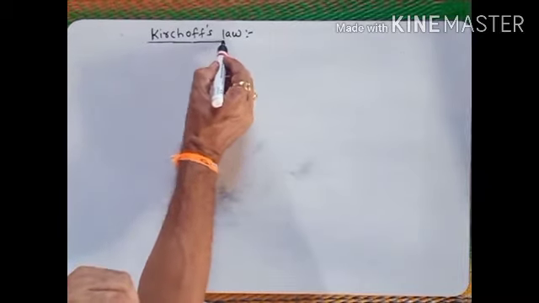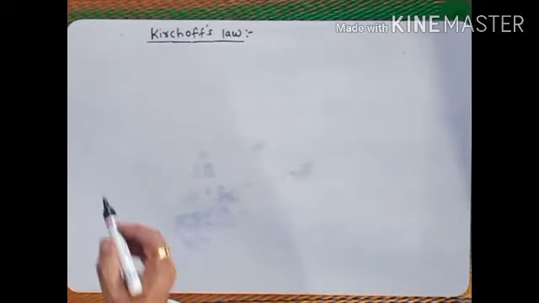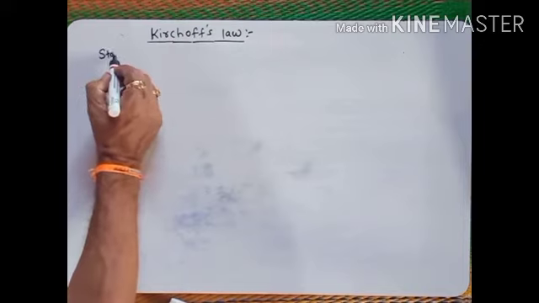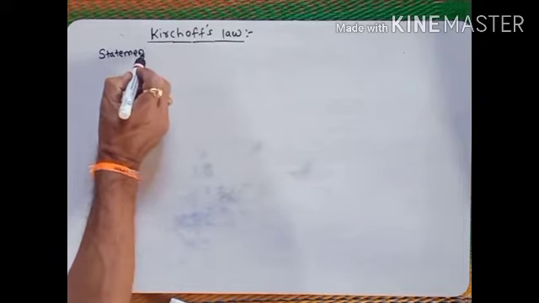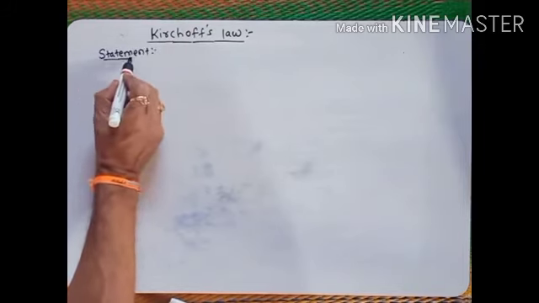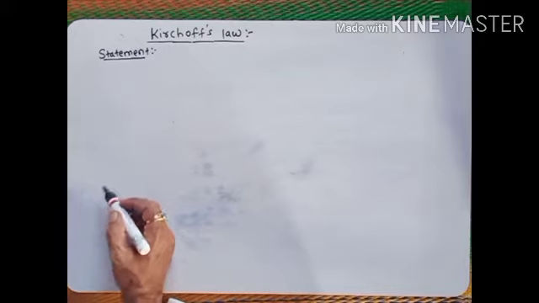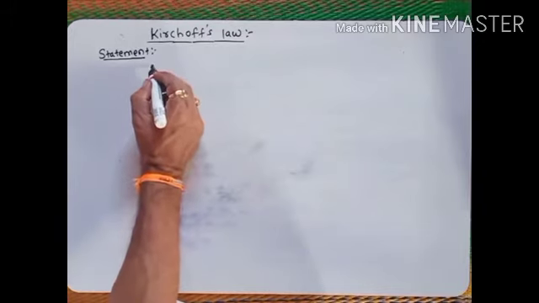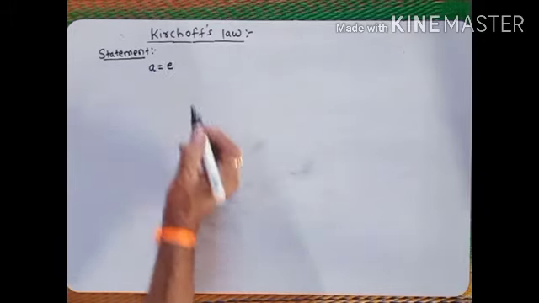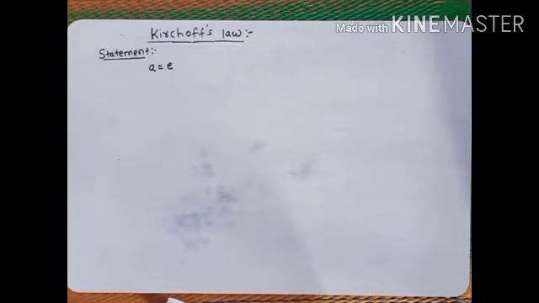Kirchhoff's law. First we will see the statement. Kirchhoff's law statement: at a given temperature, the coefficient of absorption is equal to the coefficient of emission. That means I will write mathematically, small a is equal to small e. This is the statement that at a given temperature, coefficient of absorption is equal to coefficient of emission.